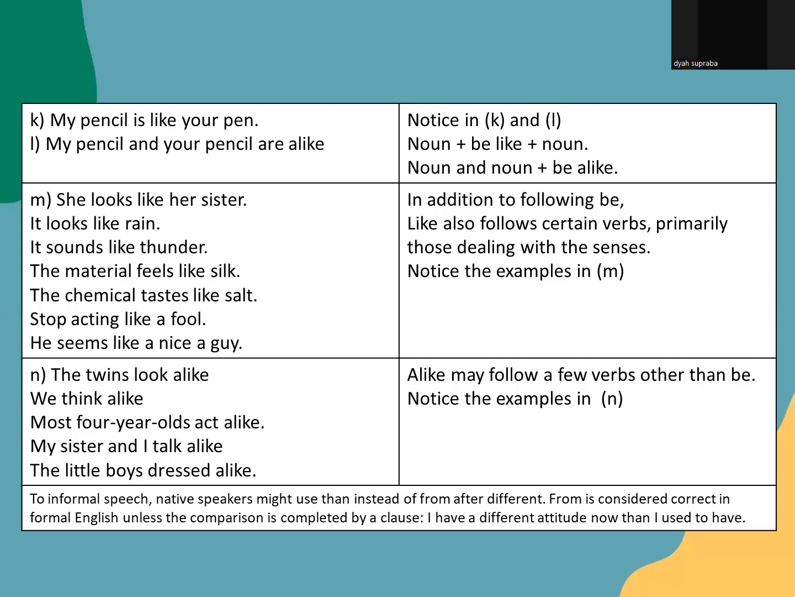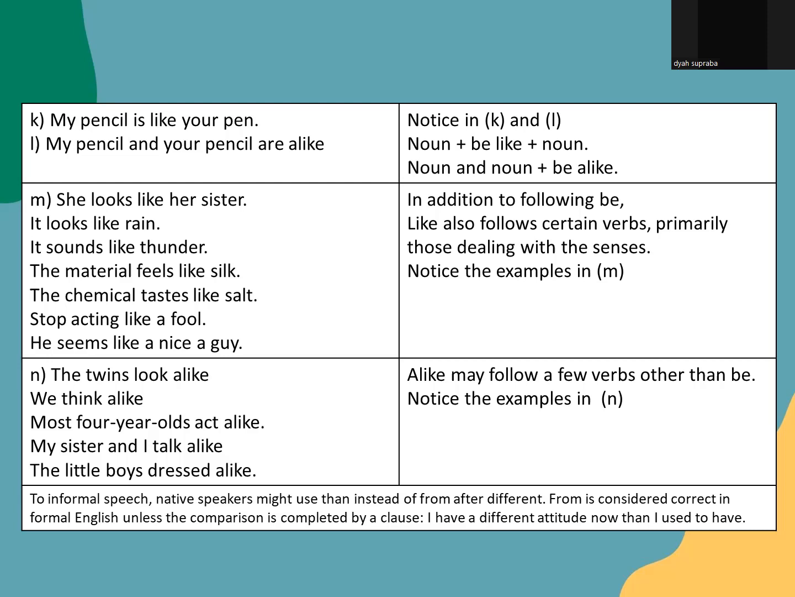Now, when we use be like, as in the previous example, my pencil is like your pen, sometimes we can also use a verb. Usually the verbs used are related to the senses. For example, she is like her sister. We can also use the verb looks. She looks like her sister. It sounds like thunder. The material feels like silk. The chemical tastes like salt.